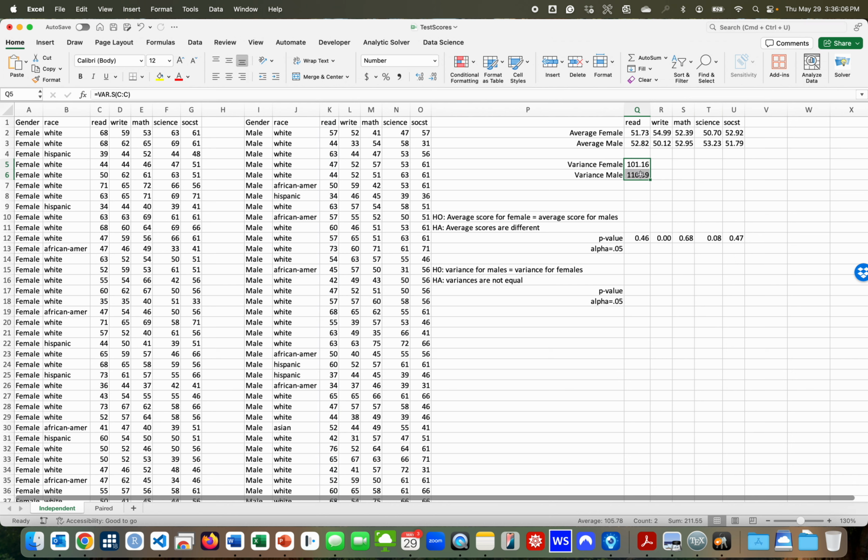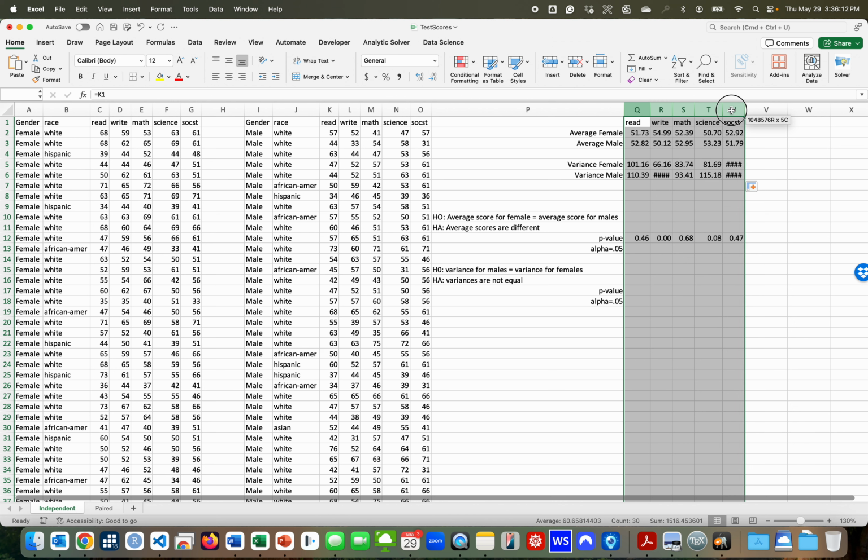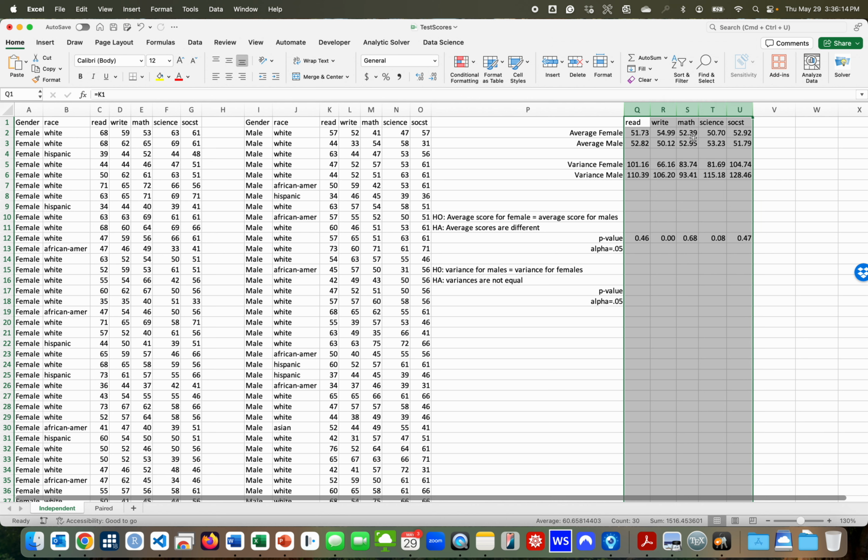And we can drag this over. If you get these little dashed lines right here, you just highlight those columns, double click between two of them. It'll expand it so you can see everything. And we can see that the variances are the most different for writing scores and science scores, a little bit for social studies scores. But this f-test will determine whether or not they are statistically different with 95% confidence.